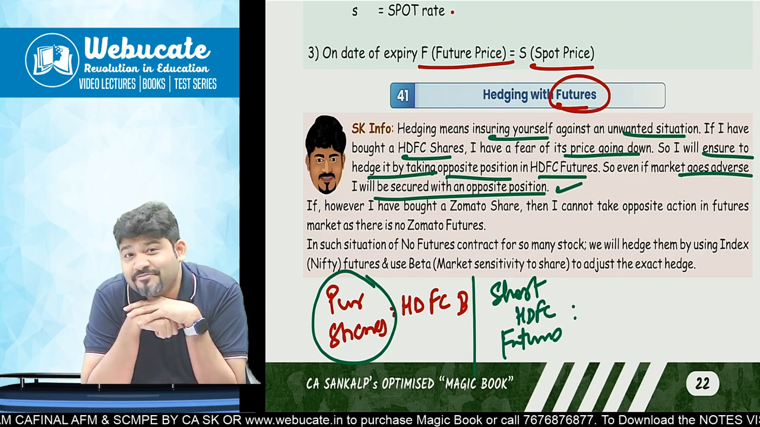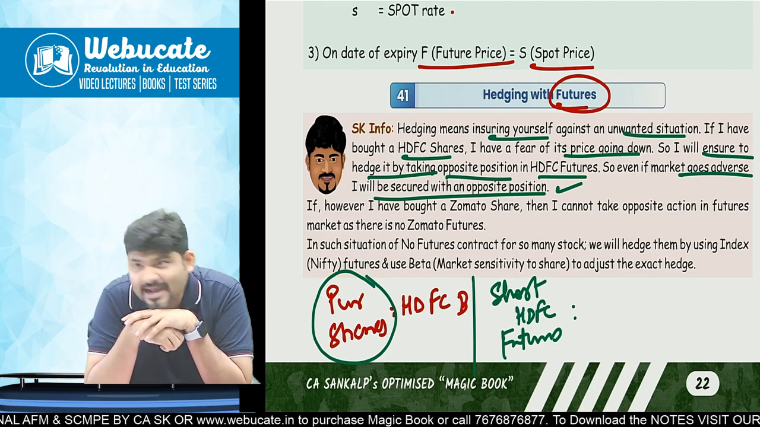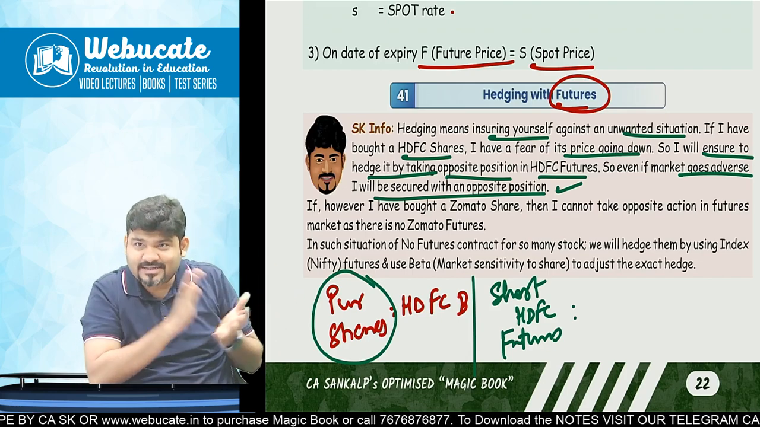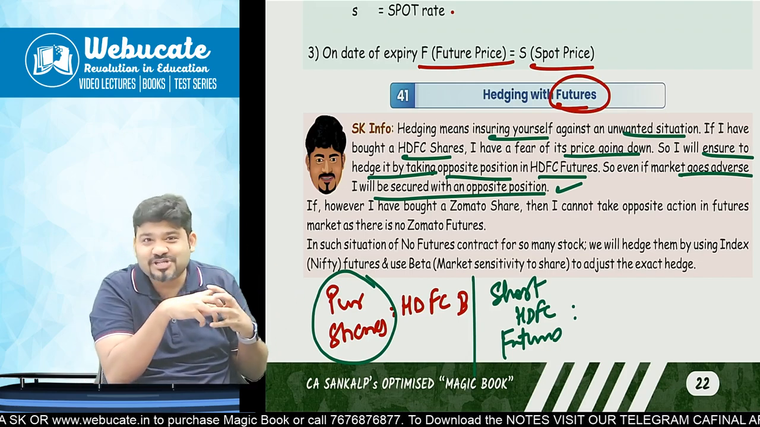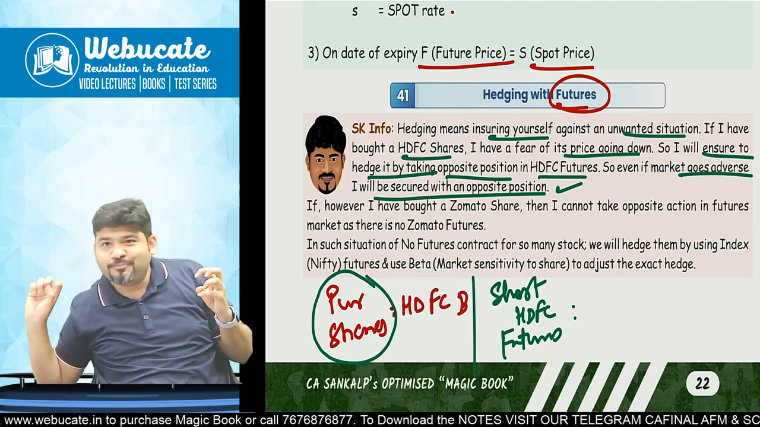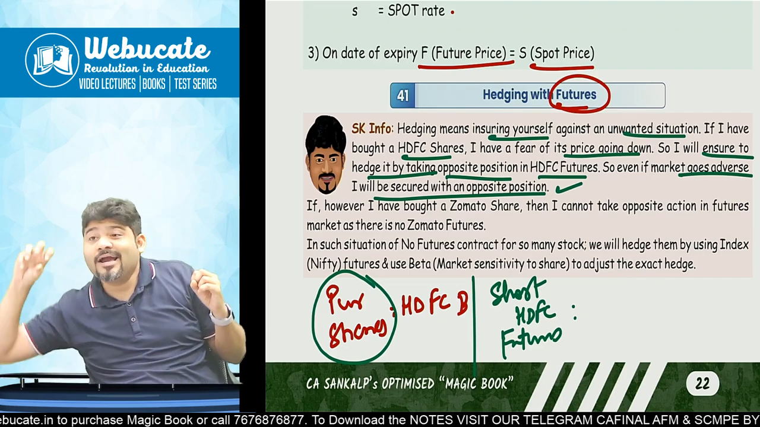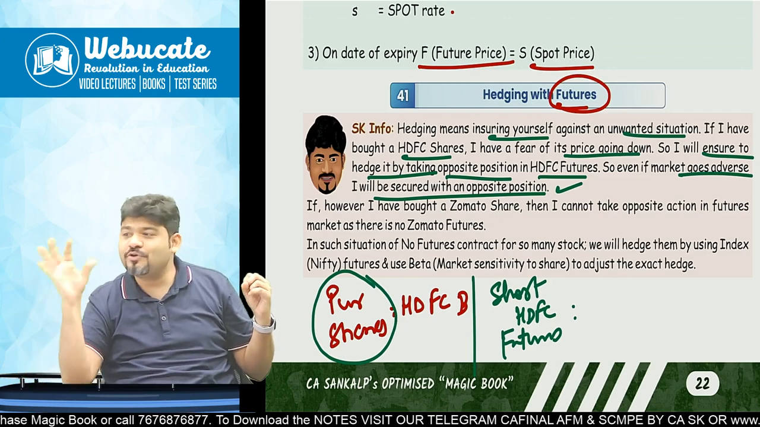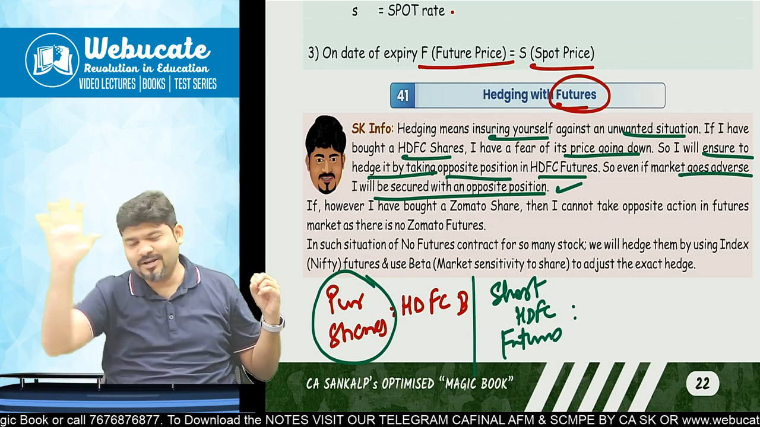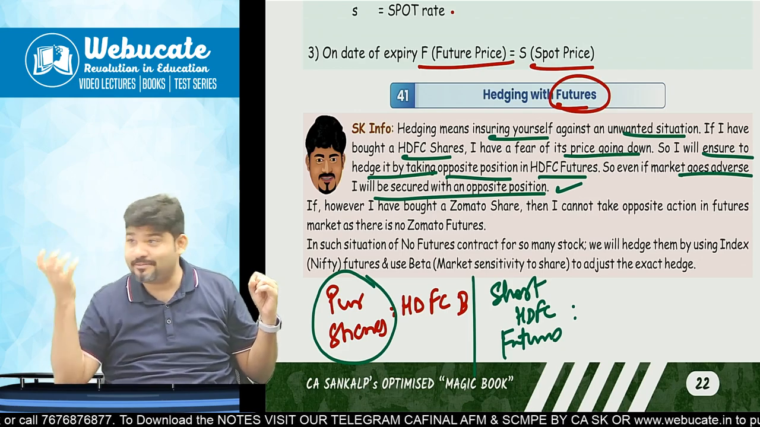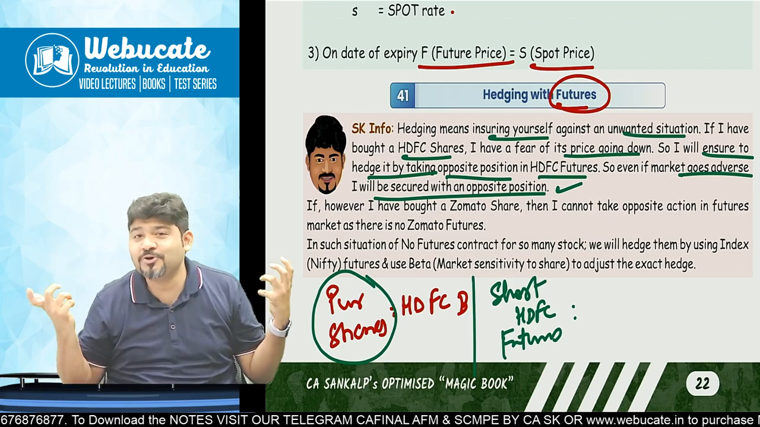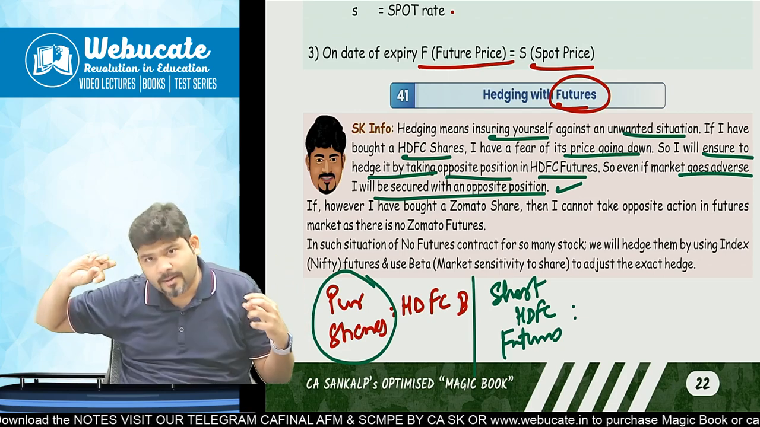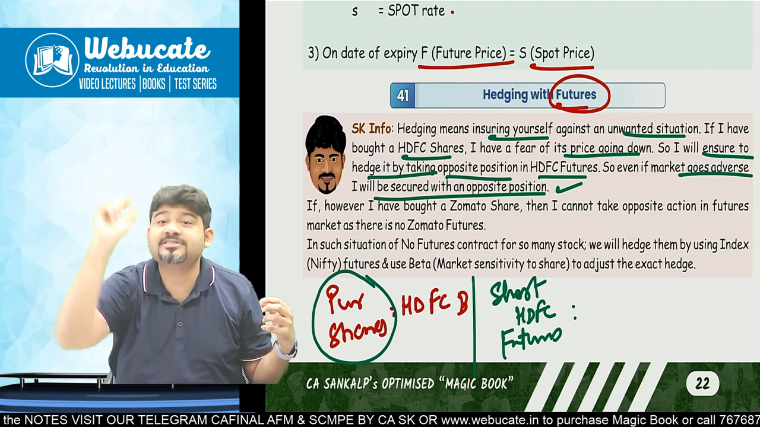But what if I have purchased a Zomato share and I want to hedge the position? I cannot take Zomato futures, because there is no futures market of Zomato. Only good companies are there in the futures market, because this is very risky. So what will I do? I will hedge it with a stock index, which is Nifty.